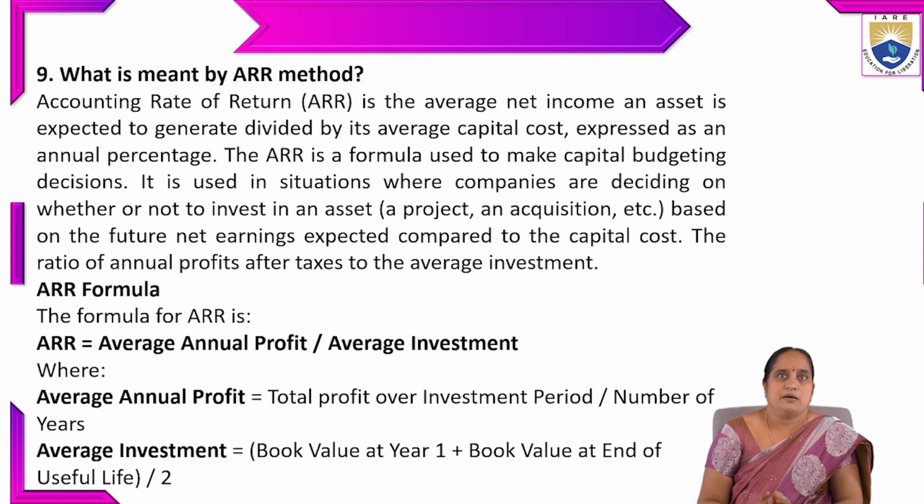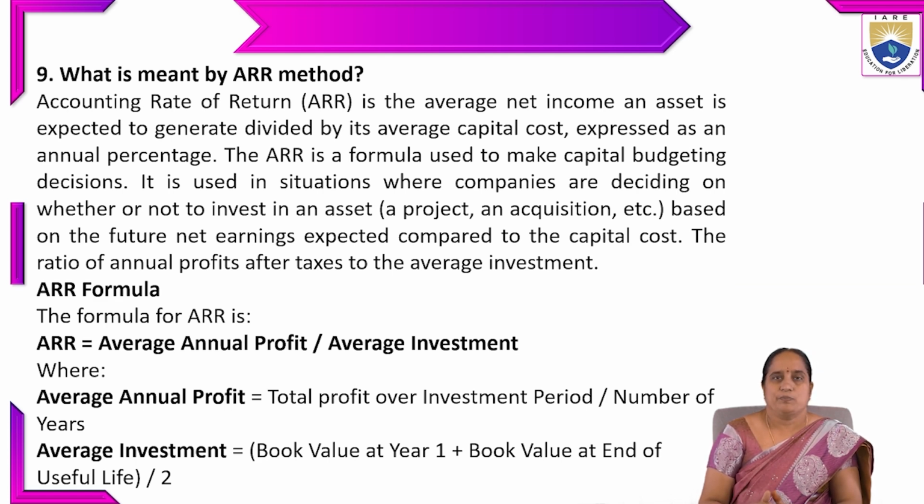Then, what is meant by the ARR method? It is also known as accounting rate of return. It is the average net income an asset is expected to generate divided by its average capital cost, expressed as an annual percentage. The ARR is a formula used to make capital budgeting decisions, in situations where companies are deciding whether or not to invest in an asset. The asset may be a project, an acquisition, or anything based on the future net earnings expected compared to the capital cost.